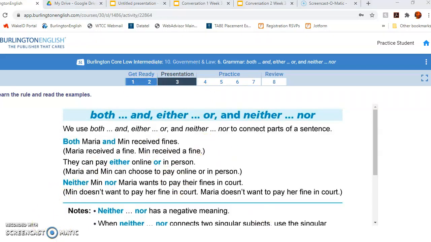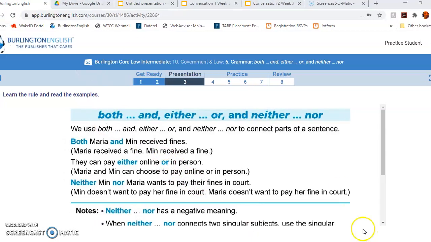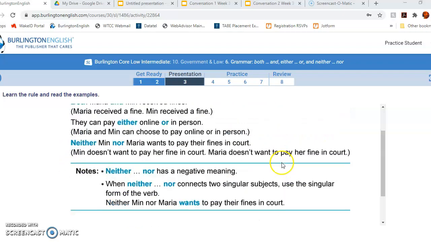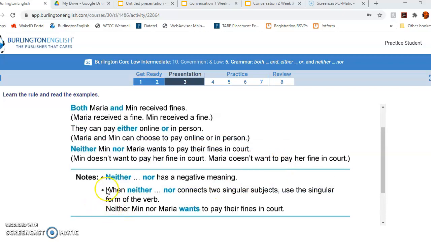Okay, so here it is. We're going to learn the rule. Make sure you can see that. Learn the rule and read the examples. We have both and, either or, and neither nor connect parts of a sentence. All right, this is a review of those sentences we just read. Neither nor has a negative meaning. Okay, it means 0 total.